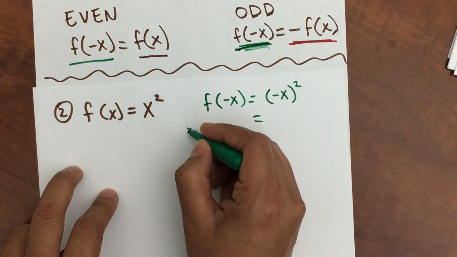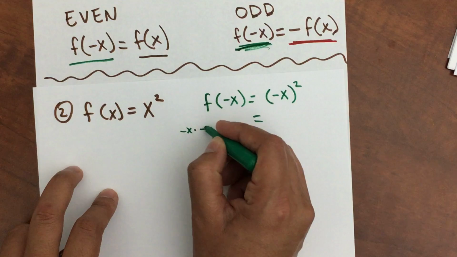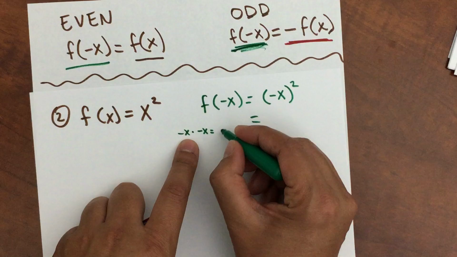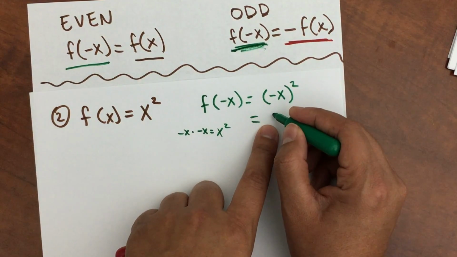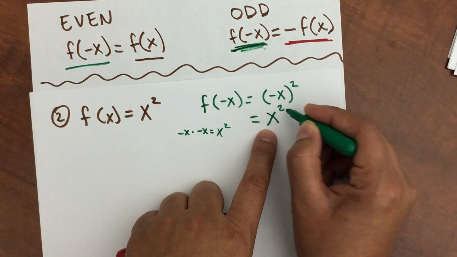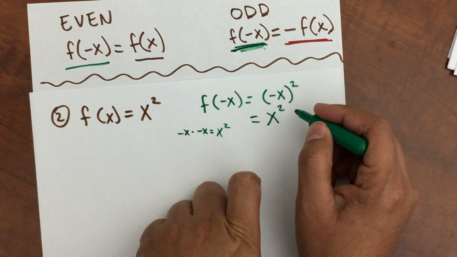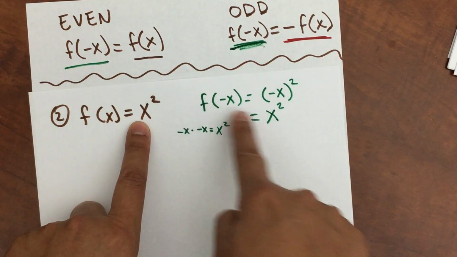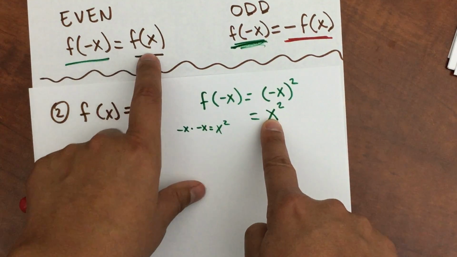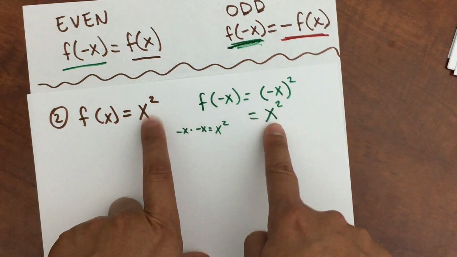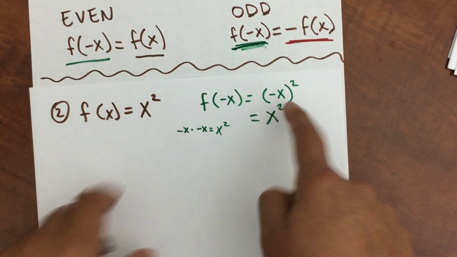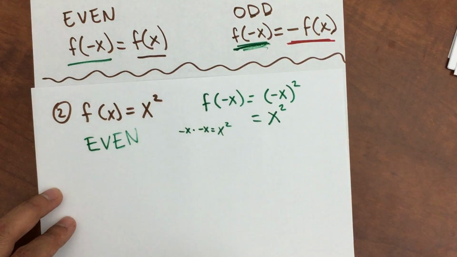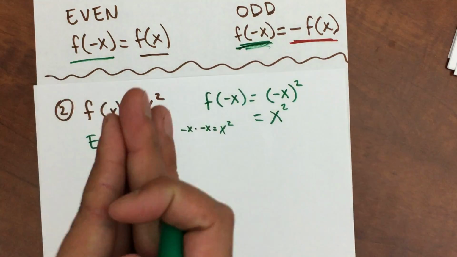So I'm just going to put it on the side. Negative x times negative x equals, so negative times negative is positive, and x times x is x squared. So in here, you're going to have negative x, everything squared is positive x squared. Do they look the same? Does my f of negative x, the answer, look like the f of x? Yes, because both are positive x squared. So we say that this is an even function. Okay, even function meaning it has even symmetry.